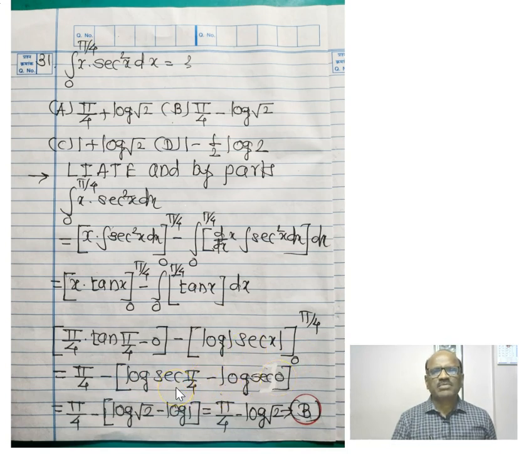But what is sec of pi by 4? That is root 2, so it is log of root 2. And sec of 0 is 1, therefore that is log of 1. But log of 1 is 0. And hence the answer is pi by 4 minus log of root 2. And hence option B is correct.